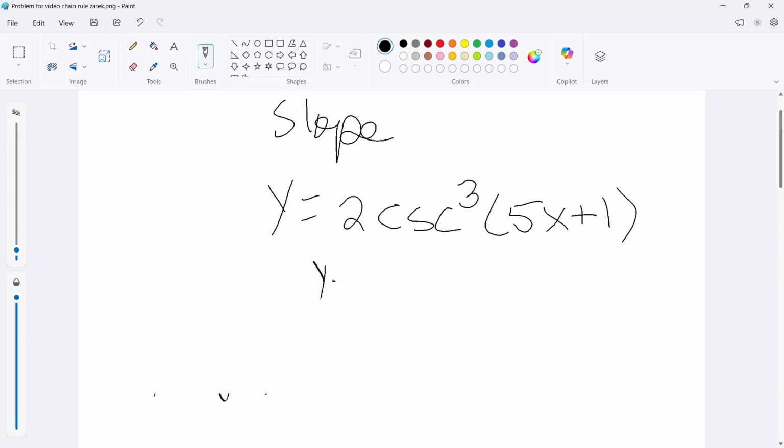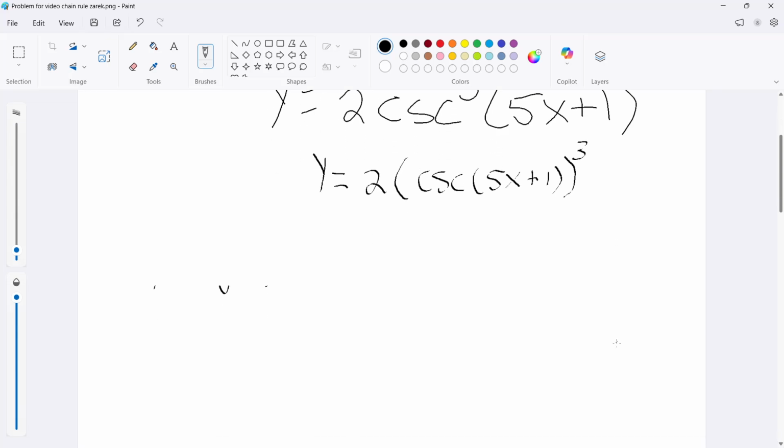This is y equals 2 times cosecant 5x plus 1, the whole thing to the third power. That's another way to rewrite that. When the power is next to the trig function, it means the whole trig function is to a power.